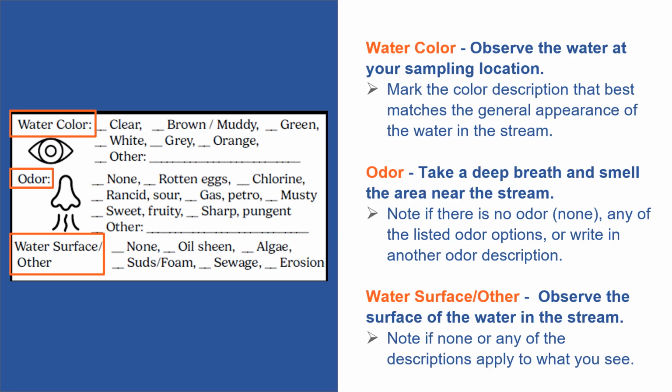Then, sniff the air above the water. Again, hopefully there is no odor. If that's not the case, indicate which of the odor descriptions you seem to be smelling. Finally, take a look at the surface of the water and place a check mark next to any of the floating substances you may see.